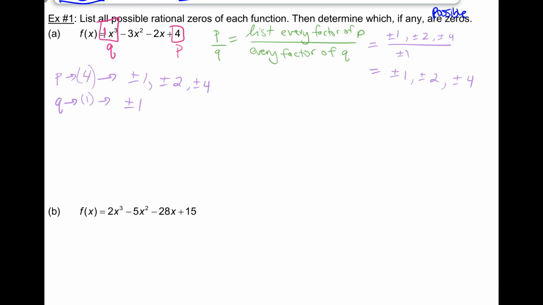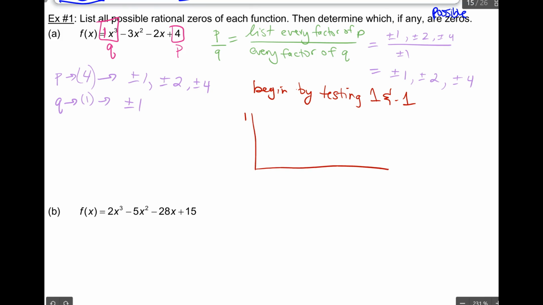We can begin by testing 1 and -1. In order to test this, I have to do synthetic division. I bring my 1 over, since that's what I'm testing. I'm saying if x equals 1 is a zero, that means I'm not going to have a remainder. I bring all the coefficients down from my function: a 1, a -3, -2, and 4. Bring the first coefficient down.